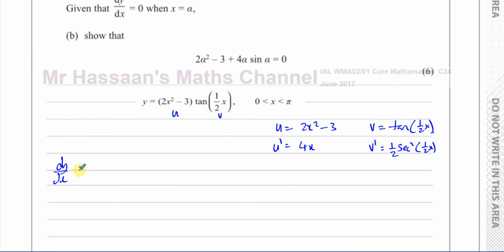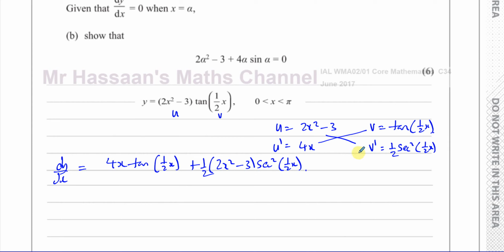So dy/dx equals, you're going to multiply these two together. So 4x times tan of a half x, plus multiplying these two together, you have 2x squared minus 3 times a half times, I don't have to put that in a bracket, do I? So I'll put the half outside here. So it's a half times secant squared of a half x.